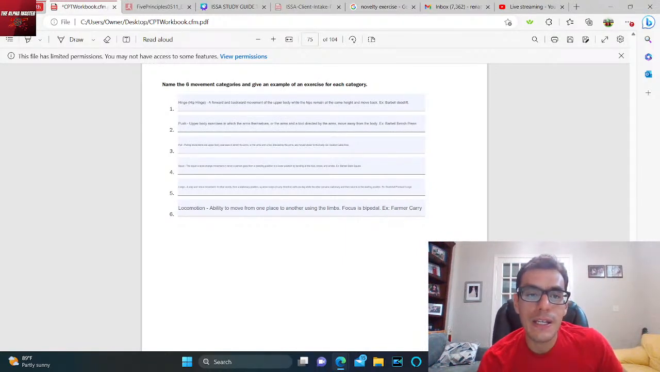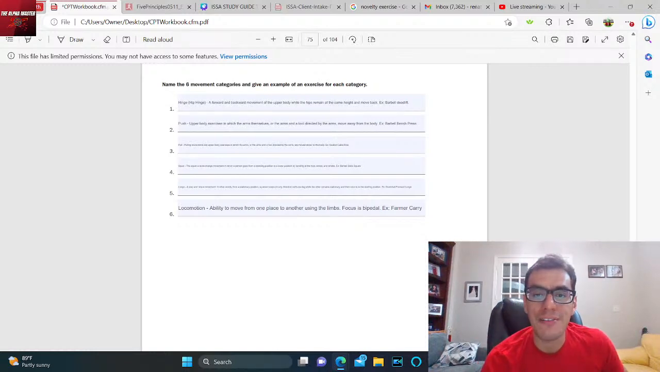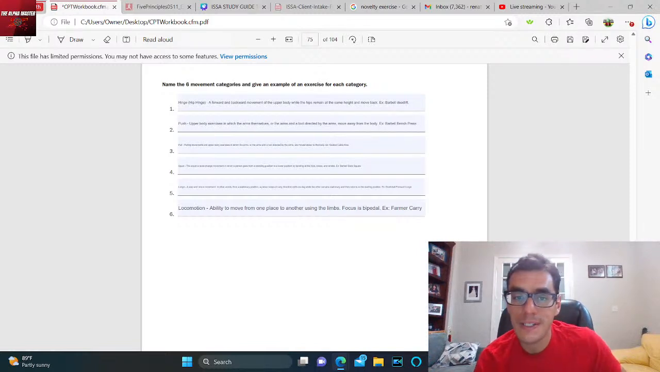For the hinge, the hip hinge is a forward and backward movement of the upper body while the hips remain at the same height and move back. An example is going to be the barbell deadlift. Push is going to be an upper body exercise in which the arms, or the arms and a tool directed by the arms, move away from the body. An example is going to be the barbell bench press.